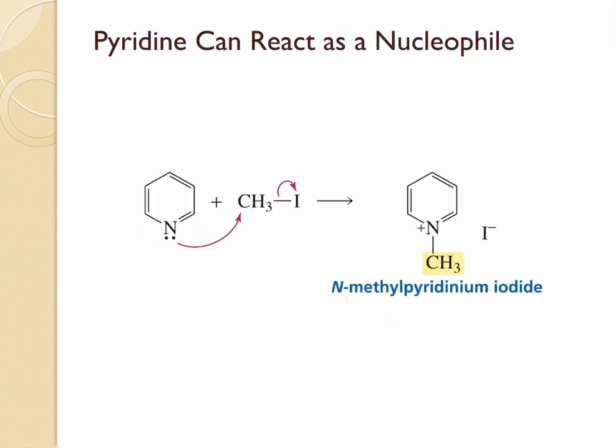Pyridine can react as a typical tertiary amine. For example, it can undergo an SN2 reaction with an alkyl halide, where the electrons present on nitrogen will go and make a nucleophilic attack on the electrophilic carbon and give the substitution product.